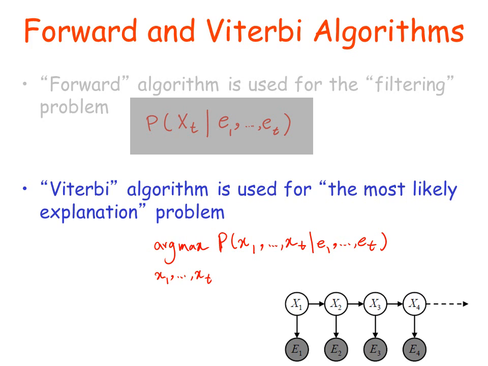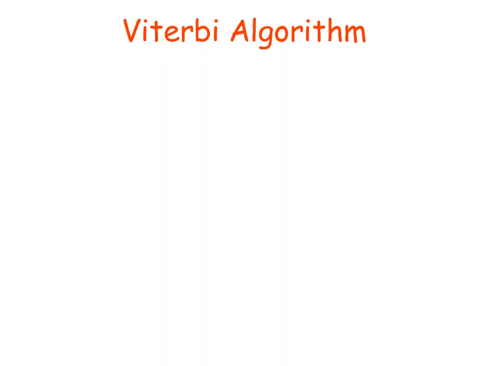Now let's look at the most likely sequence of states problem, i.e. the argmax of p of x1 to xt given e1 to et. We want to find the best possible sequence of states which achieves this maximum. The Viterbi algorithm is a dynamic programming algorithm to do this.